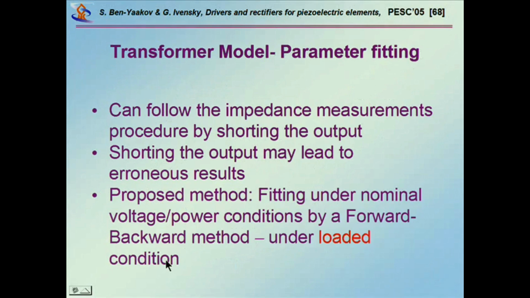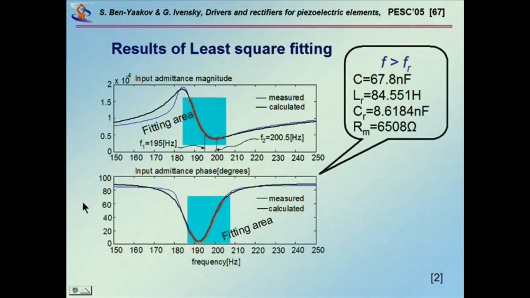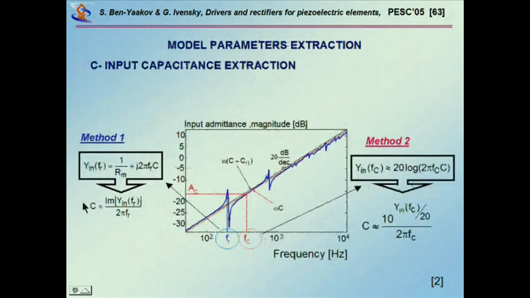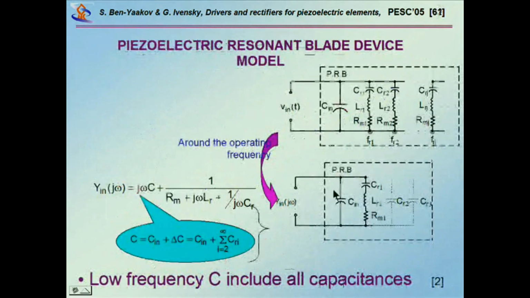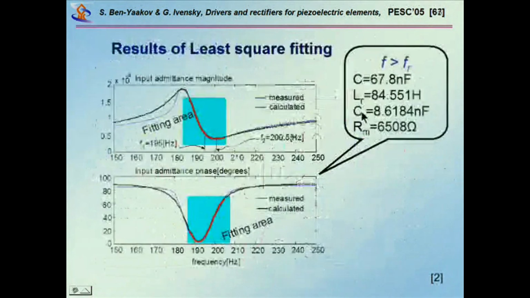In the case of a transformer, the problem is that in some papers, in fact, the model was obtained by shorting the output. If you short the output, you have just a circuit which is basically this circuit. Because if you short the output, then of course you don't have all the capacitance of the output, and you have this thing.